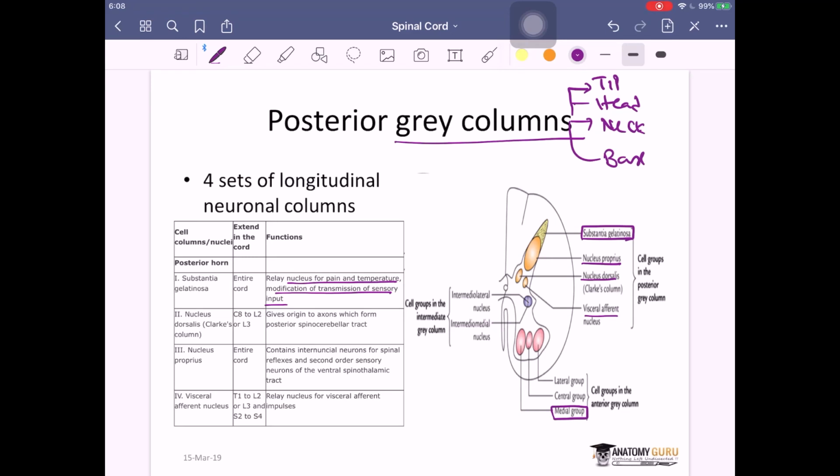Then next one is your nucleus proprius. If you see the nucleus proprius, this also extends throughout the length, end to end. This part again contains association neurons, which are the mixed neurons for the spinal reflexes. So they are responsible for the spinal reflexes, and also they form the second motor neuron for your ventral spinothalamic tract. So pain and temperature is one spinothalamic tract, this is another spinothalamic tract.